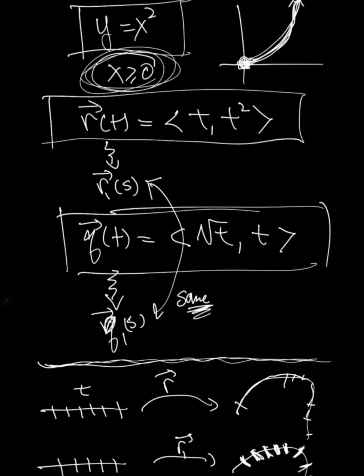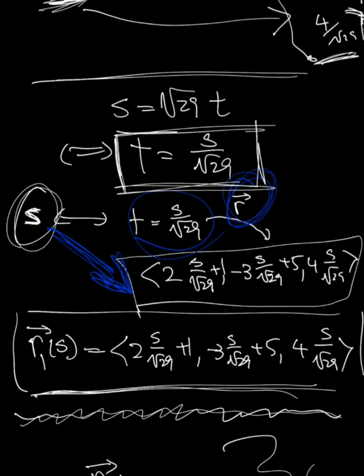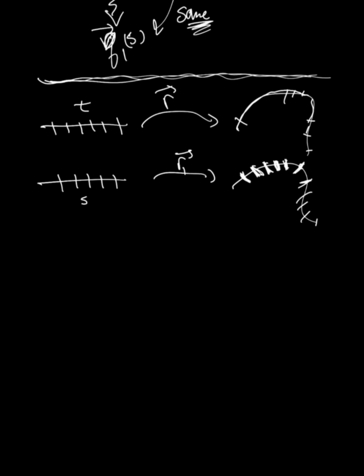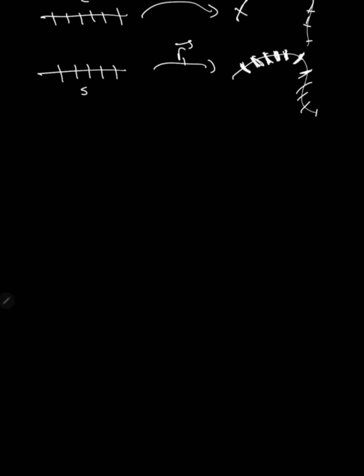And you can see that in the formula because what we had here was a velocity of root 29. So now we've divided by root 29 to slow ourselves down so that everything is going at the correct pace. By the way, what do I mean by correct pace? The way we've set this whole thing up, R1 of S prime is equal to 1. We're driving at speed 1.